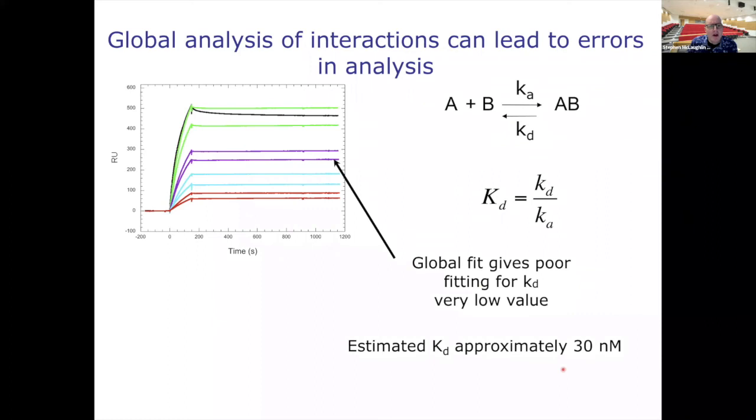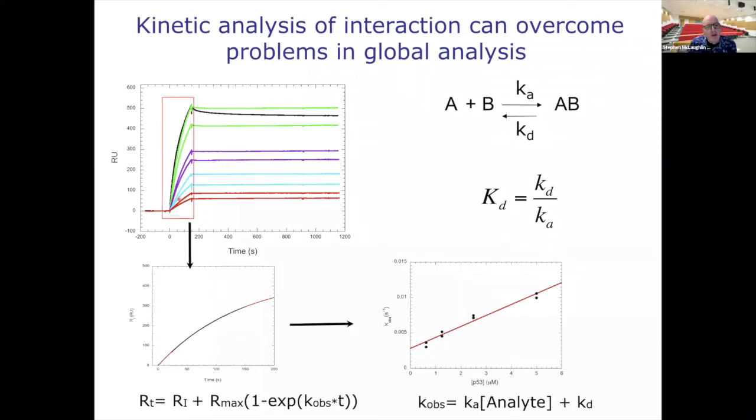Well, here's another way to fit the data. We can take advantage of the fact that in this association phase the observed rate constant depends upon both the dissociation and the association rate constant. So if we fit the observed rate constant, it's just a very simple exponential, and we do this at different concentrations, then for a simple one-to-one interaction, it should be a linear dependence upon the analyte concentration, where the gradient of that line will depend upon the association rate, and the intercept with the y-axis will depend upon the dissociation rate constant.